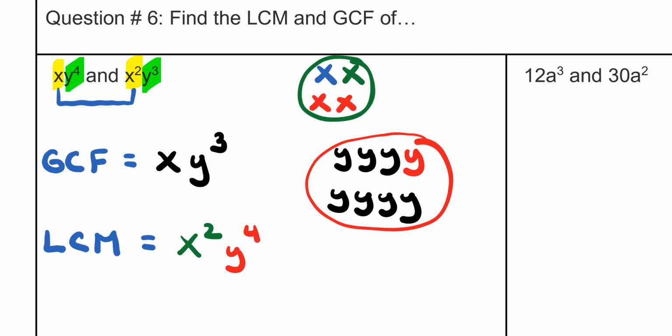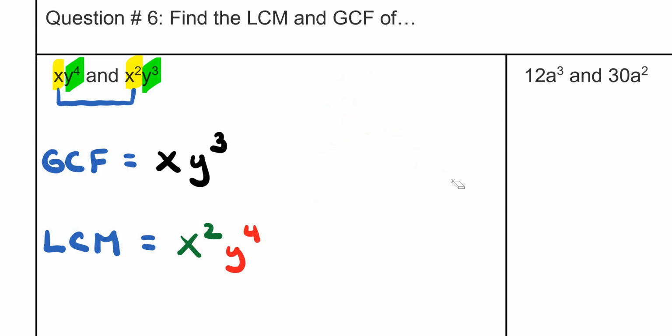Okay? So before we move on with the rest of the questions, let's summarize how we can quickly find the GCF and LCM here. Going back to the GCF, you look at your x's, right? When you're finding your GCF, you're just taking the variable with the smaller power. So which one has the smaller power? Is it x or x squared? Well, it's a single x, right?